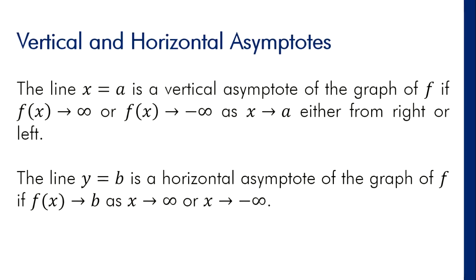And then for the vertical and horizontal asymptote, the line x equals a is a vertical asymptote of the graph of f if f of x is approaching infinity, or it is approaching negative infinity, as x approaches a, either from right or left. The line y is equal to b is a horizontal asymptote of the graph of the function if f of x approaches b as x approaches infinity or negative infinity.